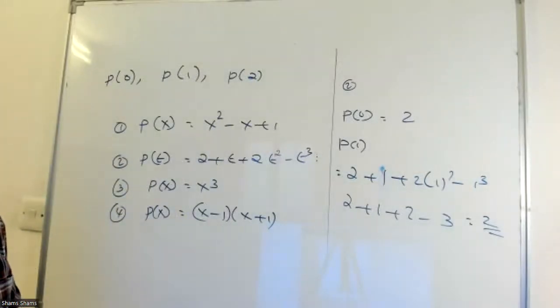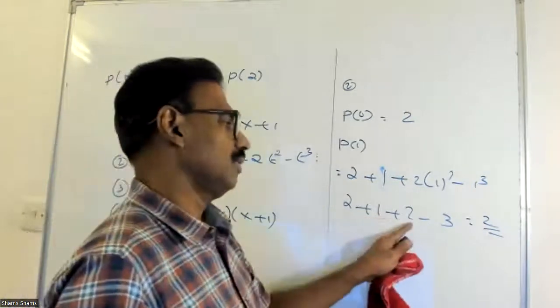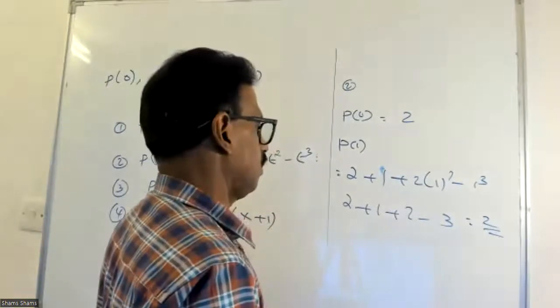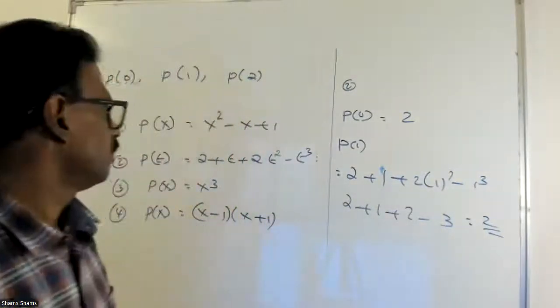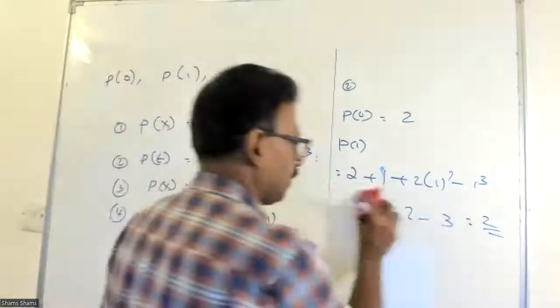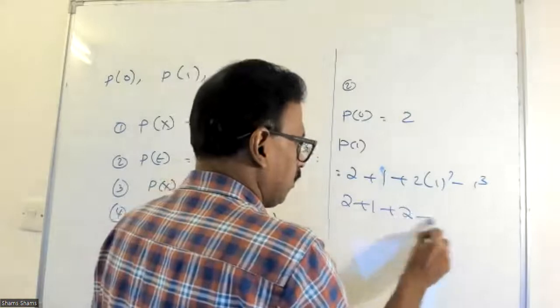It should be 2 minus 1. Yeah, 3, 5, minus 3. Correct or no? No, sir. 1 cube, so minus 1. Sir, 1 cube, so it will be 1. Oh, which was it? This one, minus, right? Okay, correct. 2 plus 1 plus 2 minus 1, right?